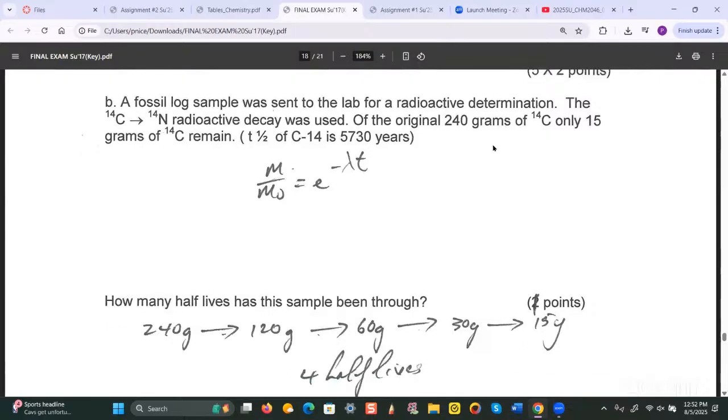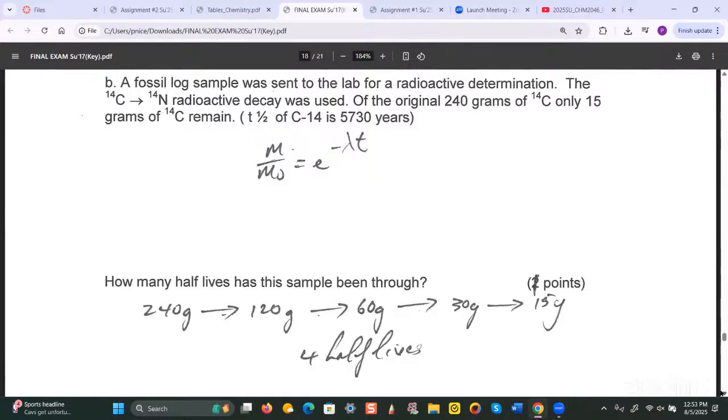So basically, let me see here, hold on. Oh, I skipped this part. Only 15 grams remain. So you're starting off with 240 grams and you end up with only 15 grams remaining, right? There are a couple of approaches you can take. The approach that I showed here, which is more of a visual type of thing, is that I showed what happens when you reduce the original mass of the sample by half for each half-life, right?